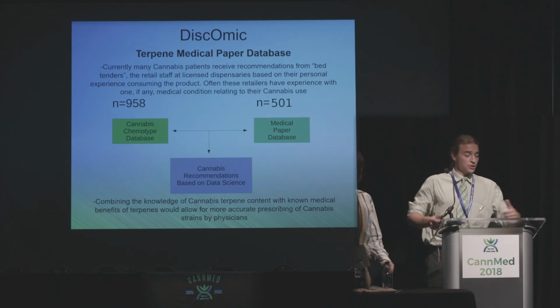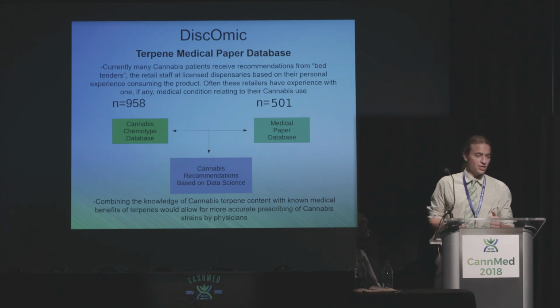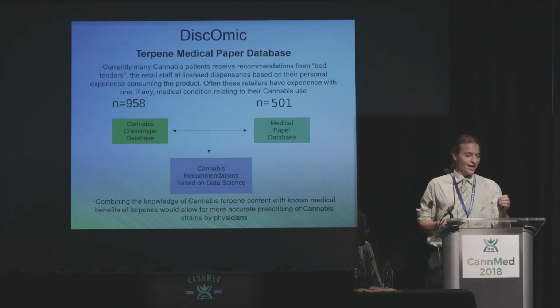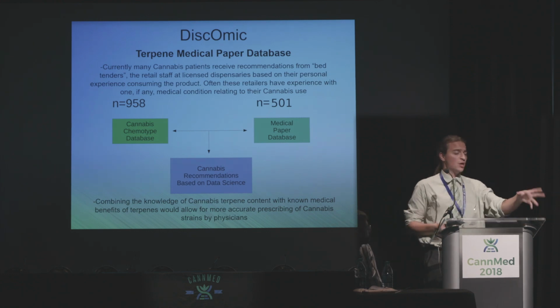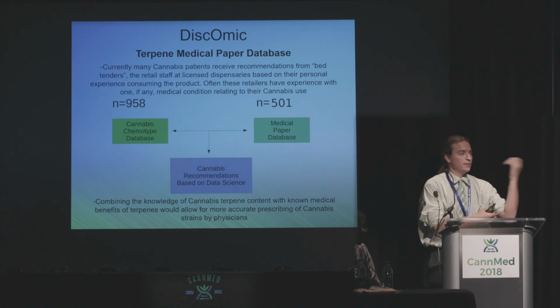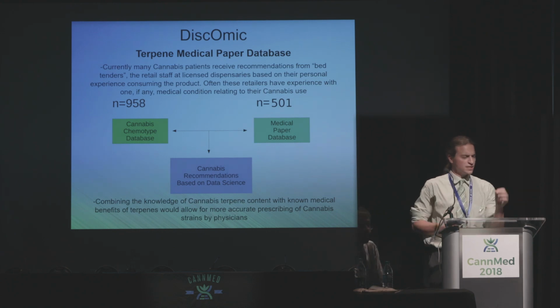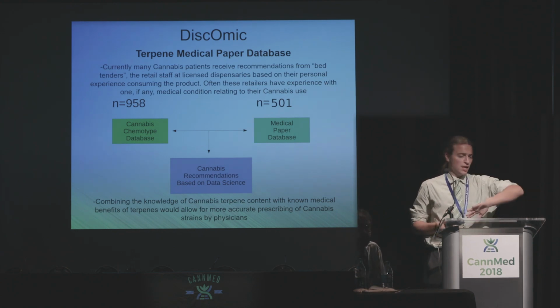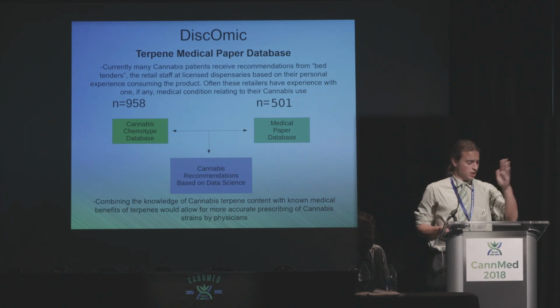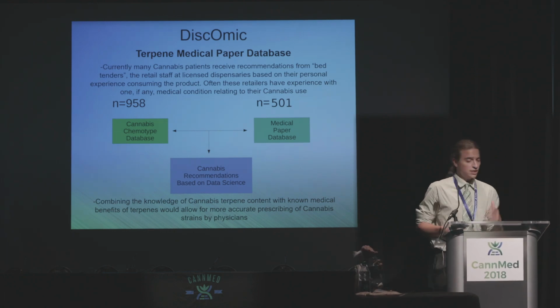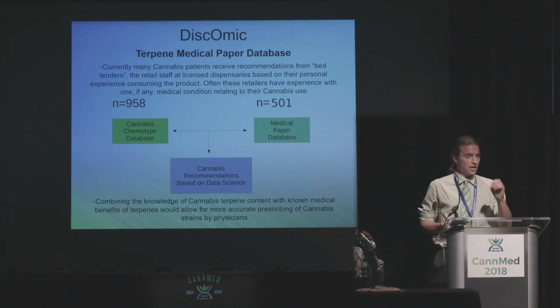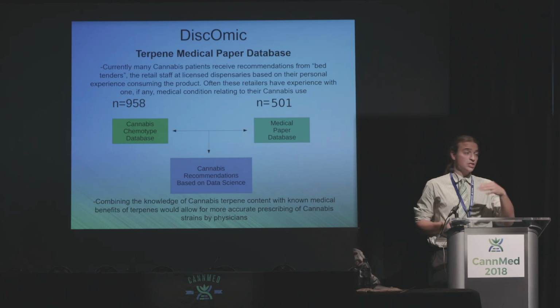So that concludes what's actually been done. Let's talk about where we want this to go. We have on the left here, you see the 958. That's the database we've been talking about this whole time. On the right is a small medical paper database of stuff not behind a paywall that studies either a cannabinoid or a terpene and its effect or efficacy on a known human disorder. And the idea is, with this labeling system, we're hoping to facilitate doctor recommendations and possibly prescriptions of specific cannabis strains with specific chemical content to specific disorders.